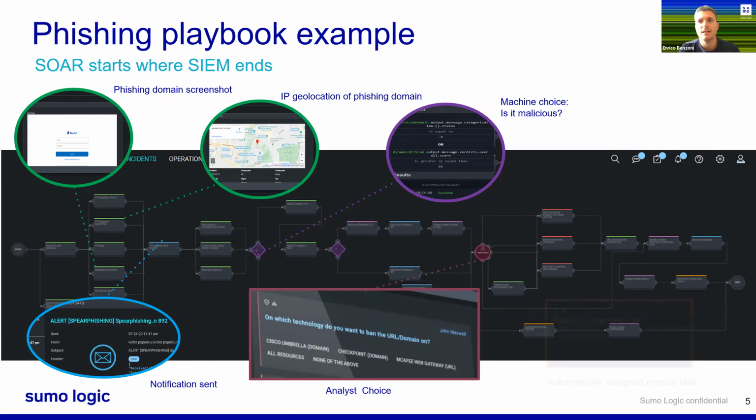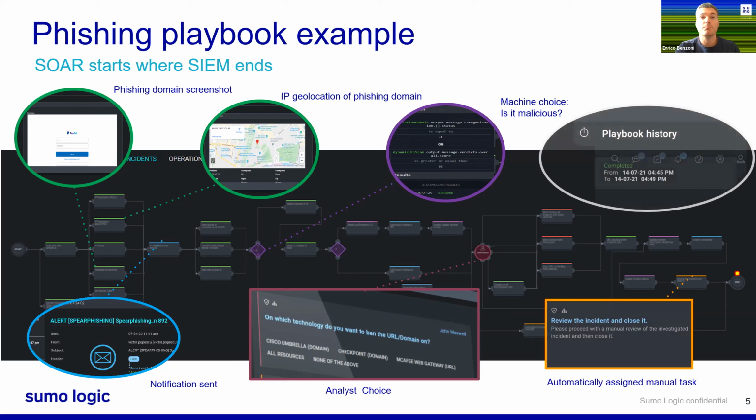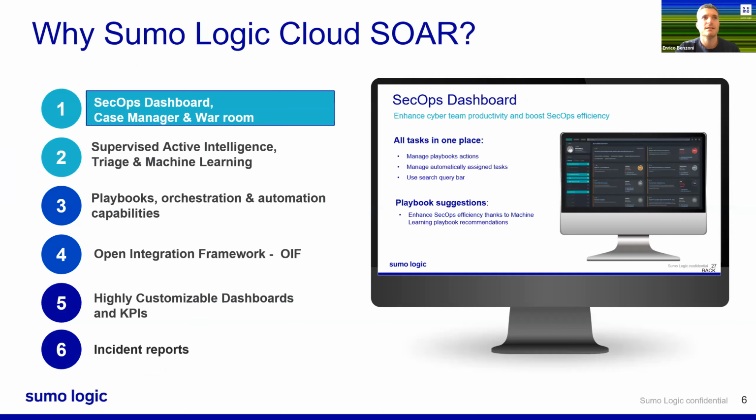And then finally, the last action in this playbook is a manual task that is automatically assigned to the same analyst, or a group of analysts, or another. So it depends on what you want to do around this process. And this allows you to save a lot of time because you can skip a lot of activities and just focus on a few of them.